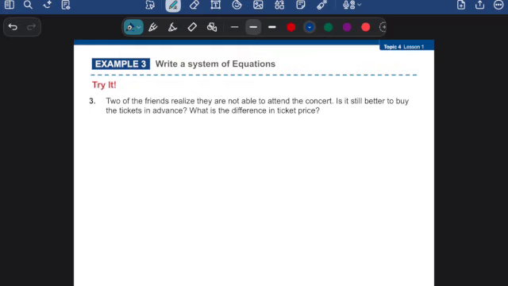Try it number 3. 2 of the friends realize they are not able to attend the concert. So now instead of 6 people, we have 4 people. So we're going to buy 4 tickets. Is it still better to buy the tickets in advance? What's the difference in the ticket price?